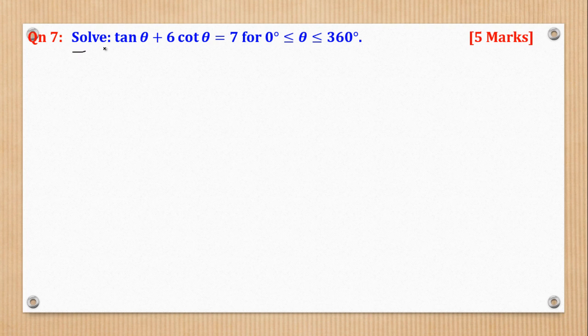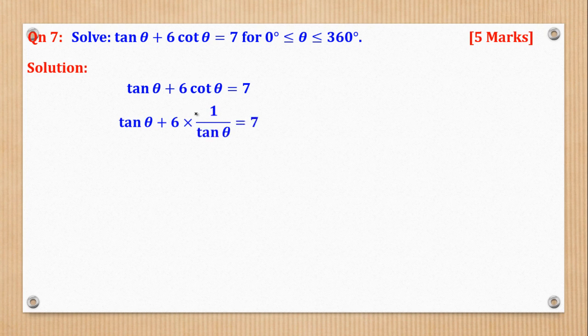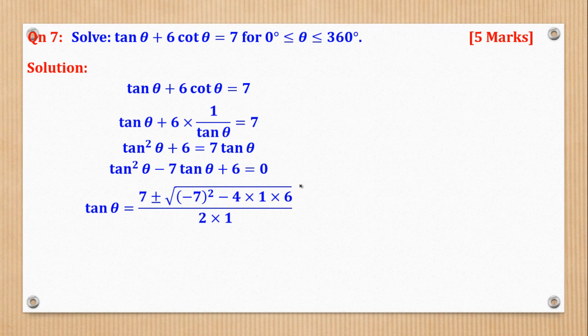Then question 7, solve this for values of theta ranging from 0 to 360. So yes, still we can get a quadratic, we can express everything in terms of tan by changing this, because cot theta is 1 over tan. So come and substitute it there, then multiply throughout by tan theta to get a quadratic in tan. So you can use quadratic formula to get the two values of tan.